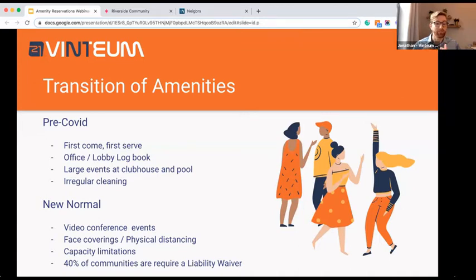Whereas now, cleaning is a frequent occurrence. A lot of these events that we took for granted at the clubhouse and pool have now gone digital. That includes board meetings. Face coverings and physical distance is everywhere. It's a requirement. Capacity limitations, right?